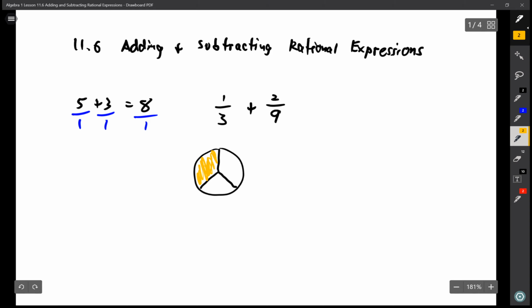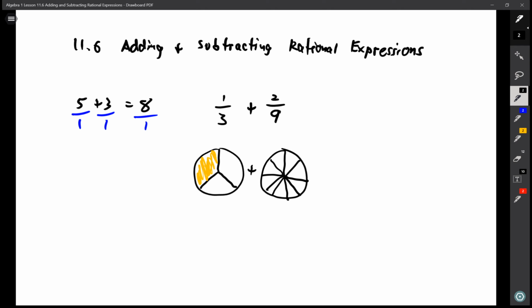And then my 2/9, if I do another circle, I didn't quite succeed at getting these equal in size, but this has 9 pieces: 1, 2, 3, 4, 5, 6, 7, 8, 9. Pretend these are all the same size. And I have 2 of these, this one and this one.